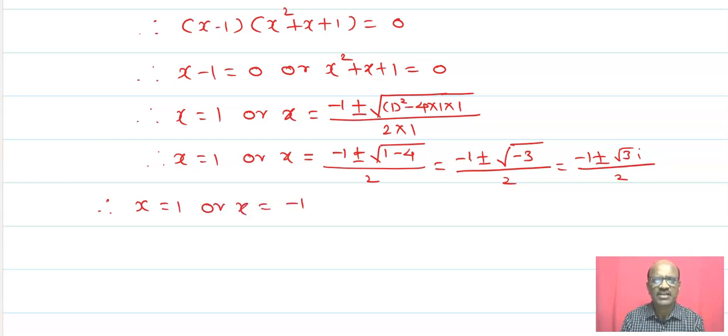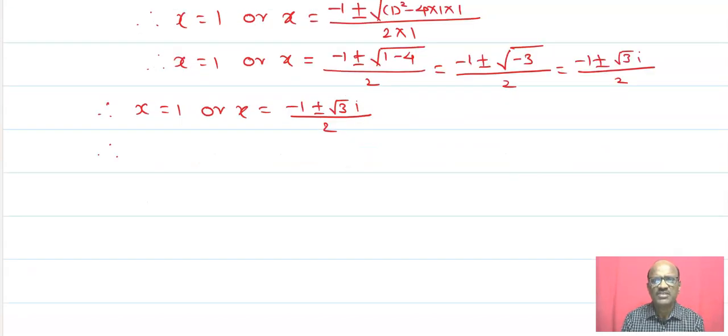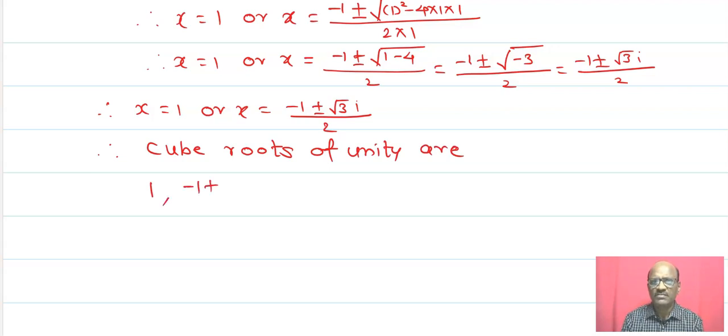Again, minus 3 can be written as 3 into 1 and minus 1, that is, minus 1 means i square, and in this manner you are getting the roots x is equal to 1 or x is equal to minus 1 plus or minus root 3 into i upon 2. The cube roots of unity are 1 and minus 1 plus root 3i upon 2 and minus 1 minus root 3i upon 2.